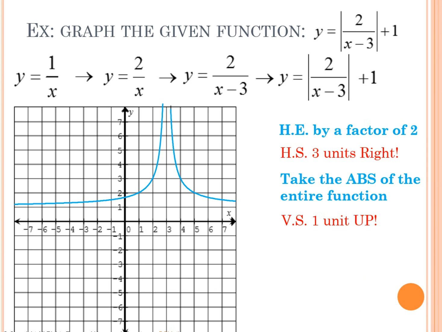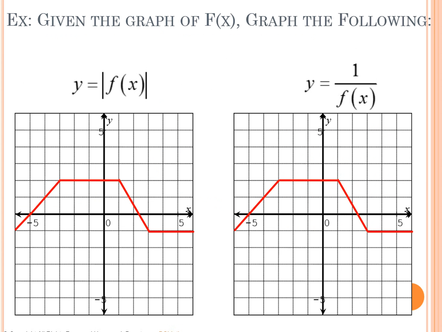All right, let's take a look at the final example now. Kind of like a final question to summarize the absolute value function as well as the reciprocal function. So given the graph of f of x, graph the following. All right, so this red graph represents f of x, and this graph right here is also f of x. It's the same graph. And now I want to take the absolute value of this red graph.